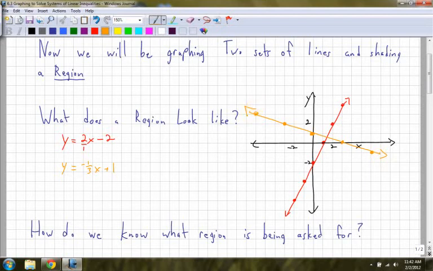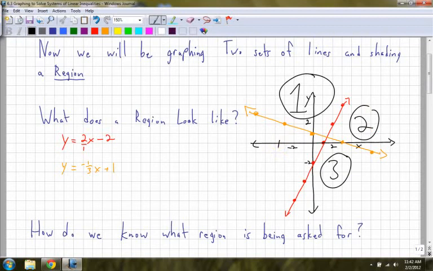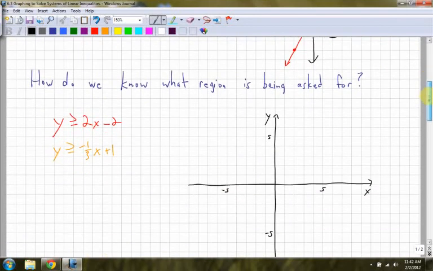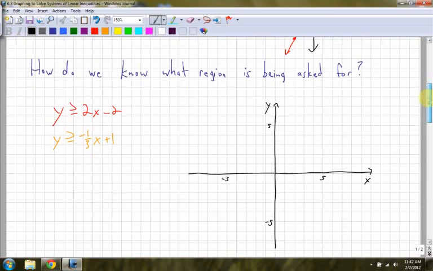And what happens now is it actually splits the whole graph up into 4 regions. There's one region at the top, another region over here, a third region down here, and a fourth region on the left there. So regions are basically where the lines cut into sections. How do we know what region is being asked for? Well, it totally depends on the question.